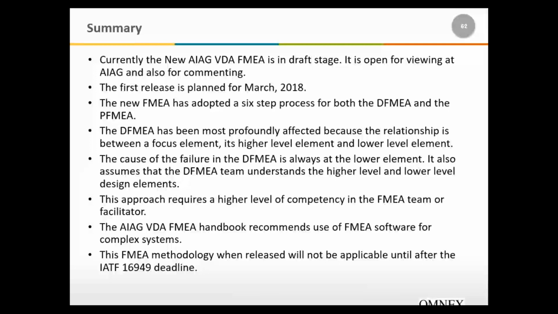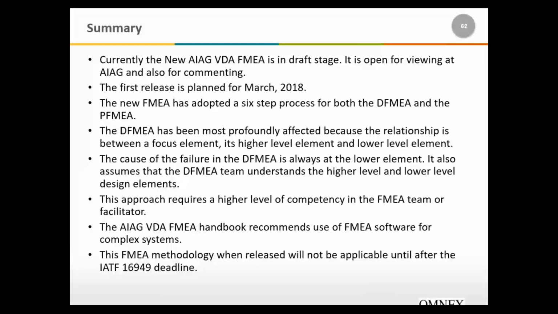I definitely think that for the PFMEA, instead of using a different approach, they tried to stick the PFMEA into a design approach as opposed to a process approach. That's my comment. Yeah, we'll explain that more in the next webinar.